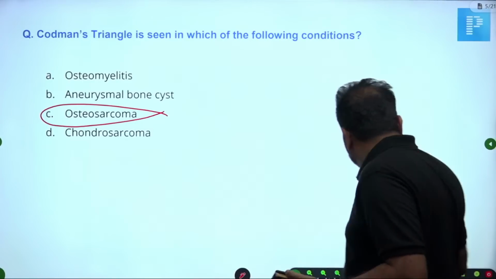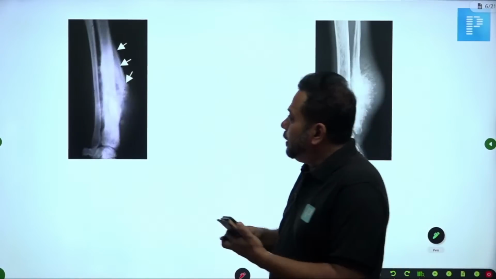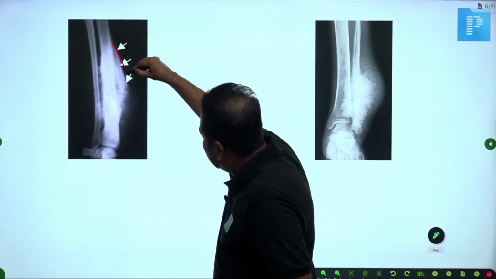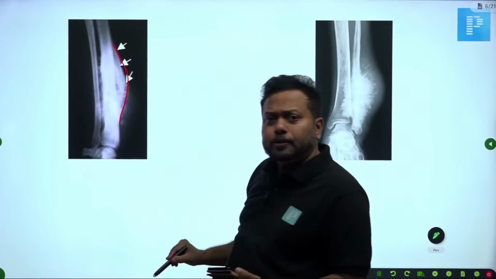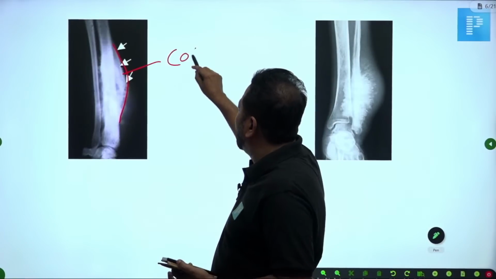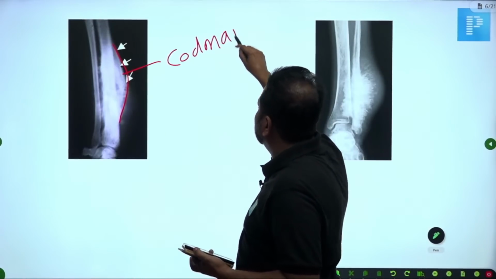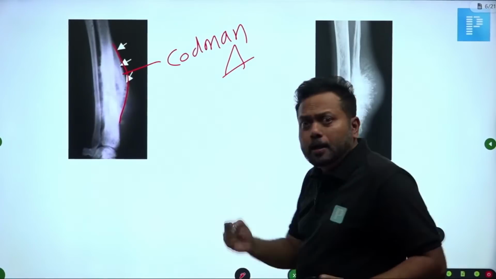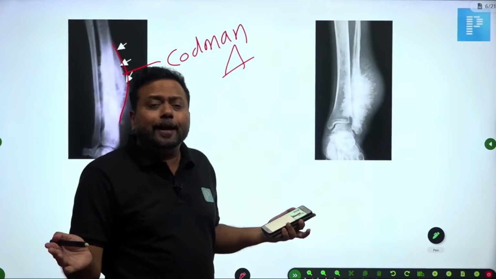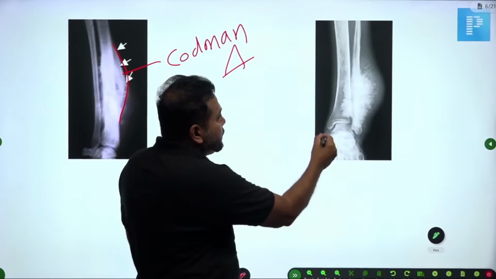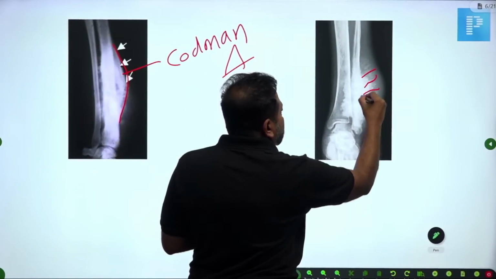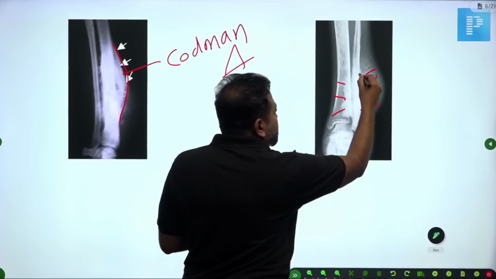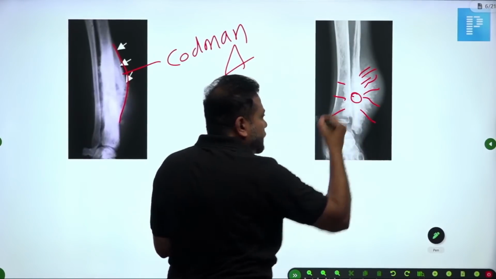One form is elevation of the periosteum, and this is called Codman's triangle. The next form of periosteal reaction in bone tumor is when you see a lot of bursts, as if the main mass is here.